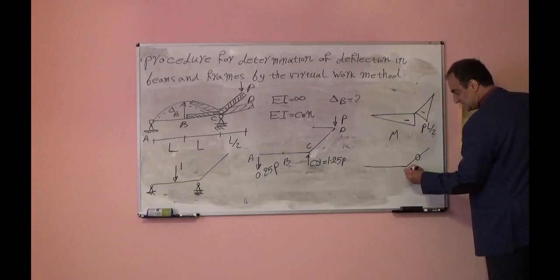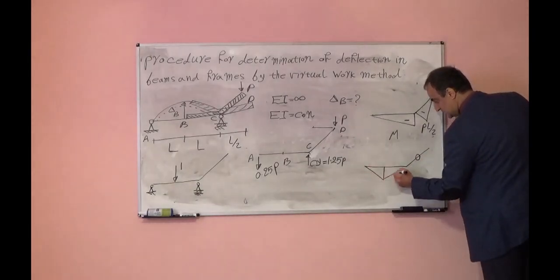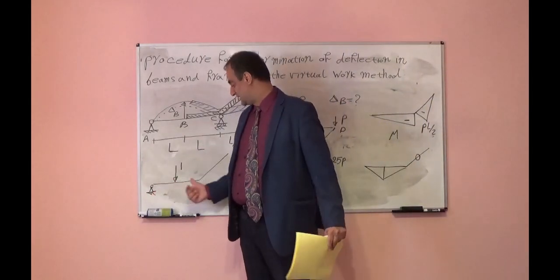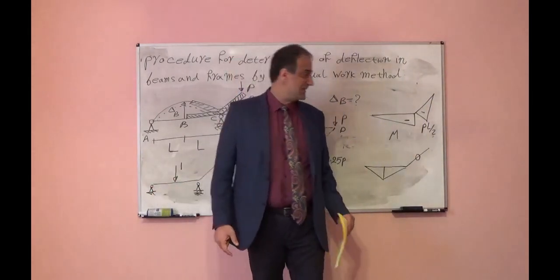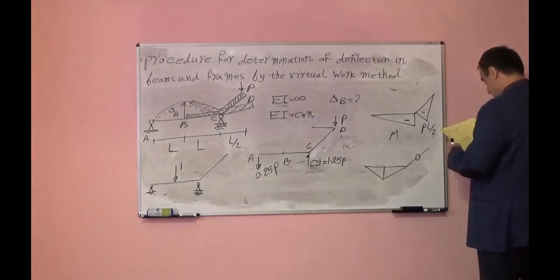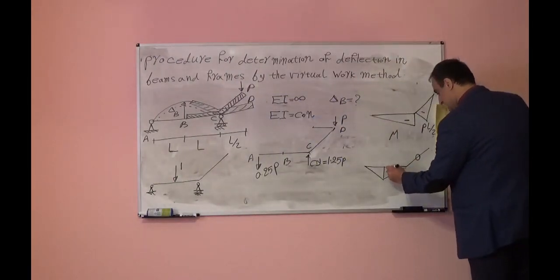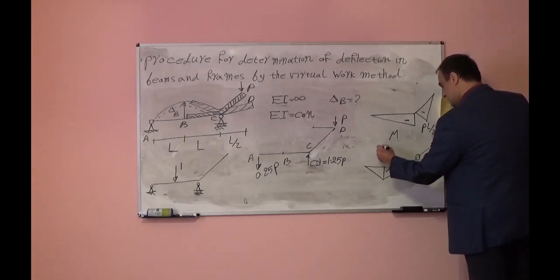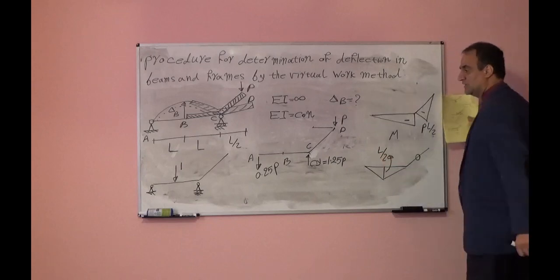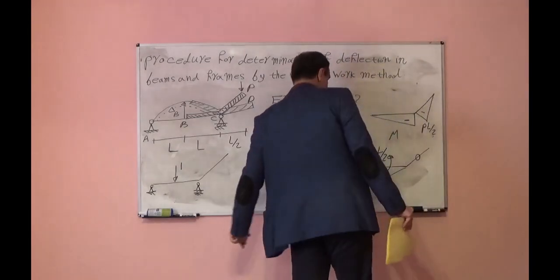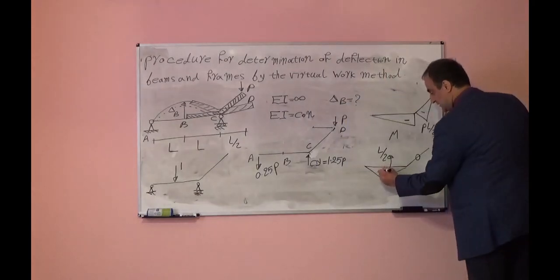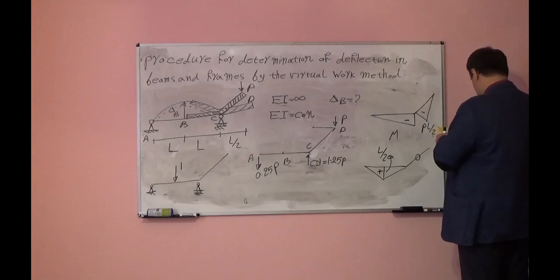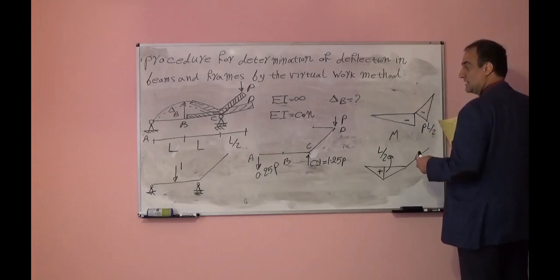So the moment here is 0, and the moment here, if I apply 1 here, the reaction will be half and half. 0.5 times L will be the moment here. So the moment here will be, let's see, L over 2. Half times L will be L over 2, and it will be positive this time. Now, what will be the delta B?